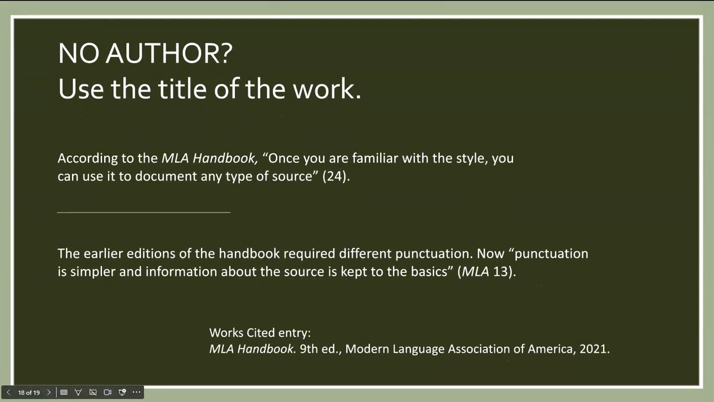If there is no author, then use the title of the source. Now, if the title is long, you can abbreviate the work. You can use the first 1, 2, or 3 words from the title. Just be sure that you provide enough to make it clear which work you're referring to from your works cited list. Also, if the title in the works cited list is in italics, then italicize it for the in-text citation. If the title is in quotation marks, then use those.